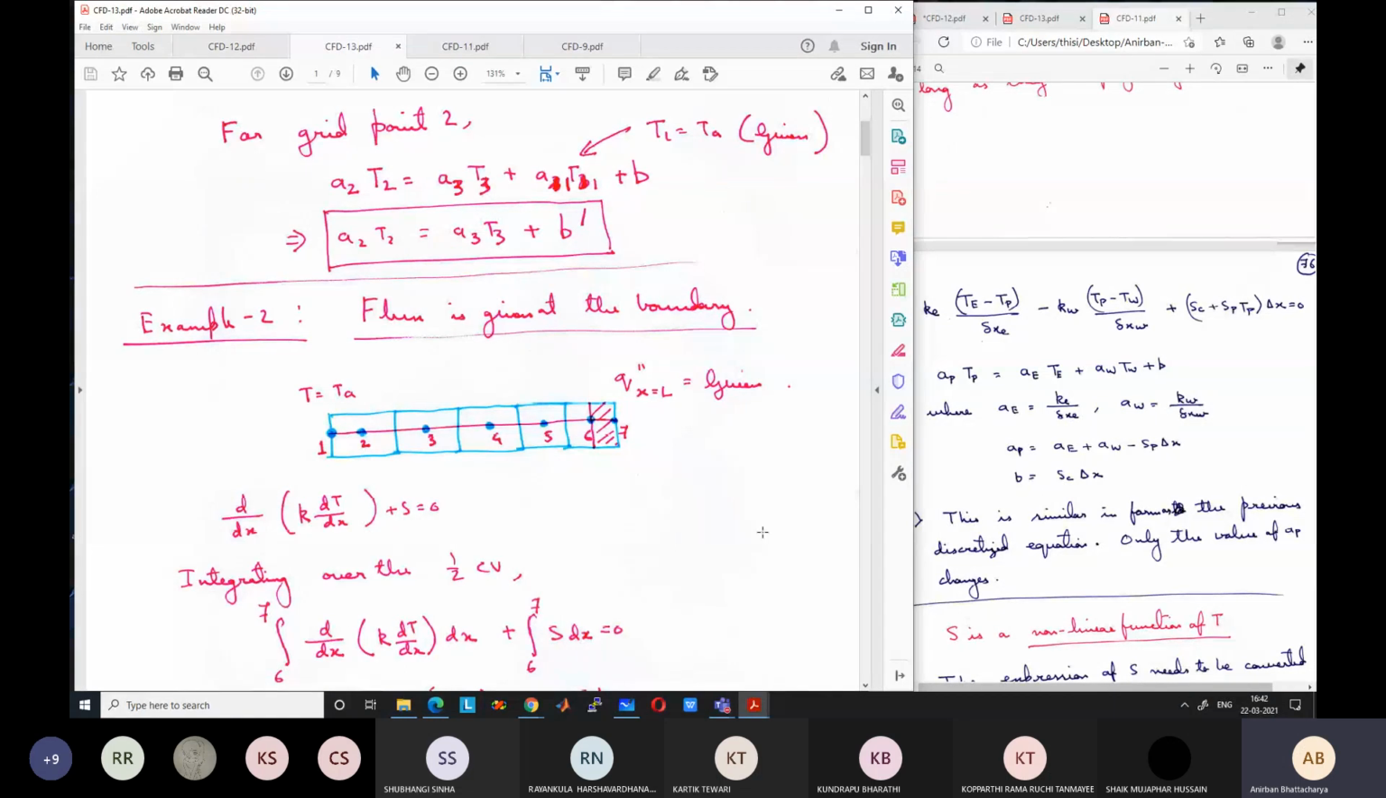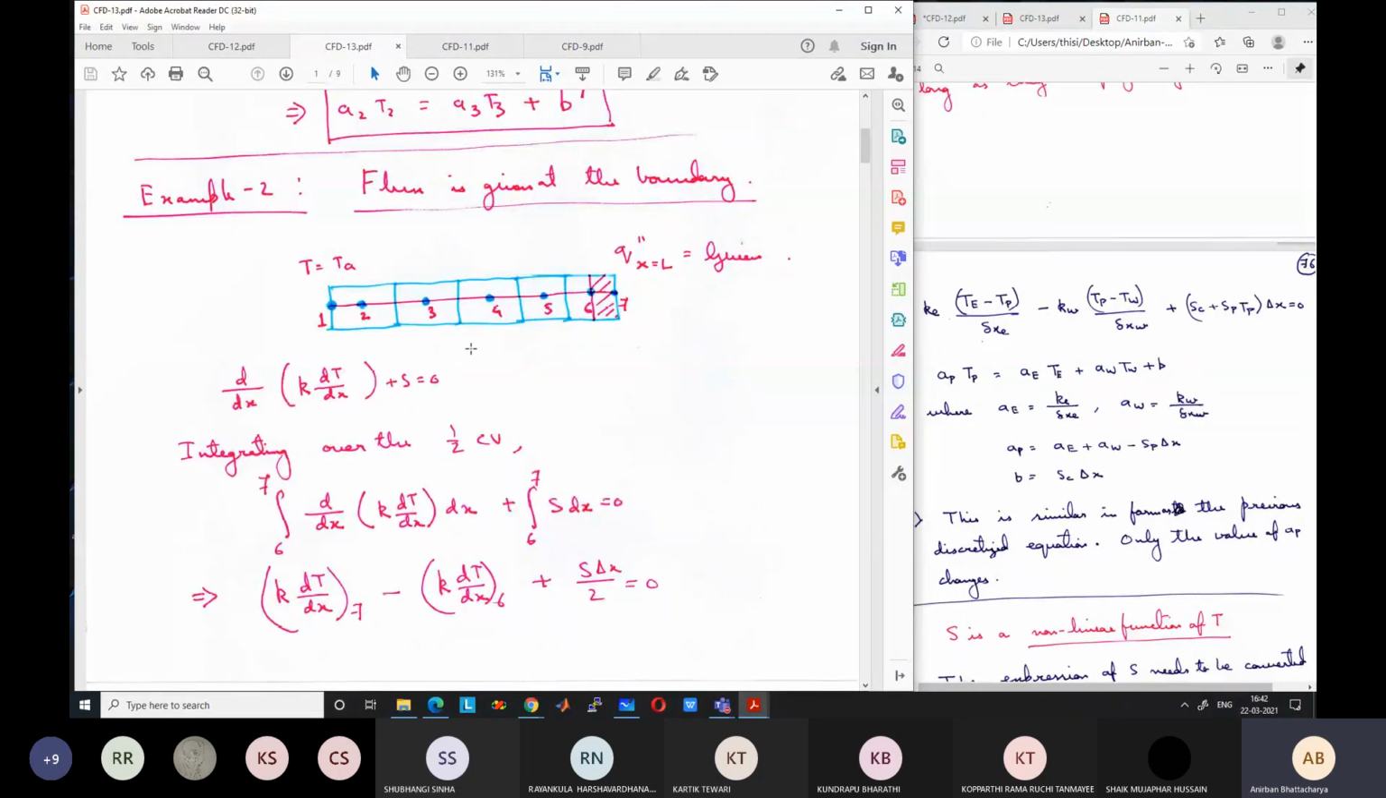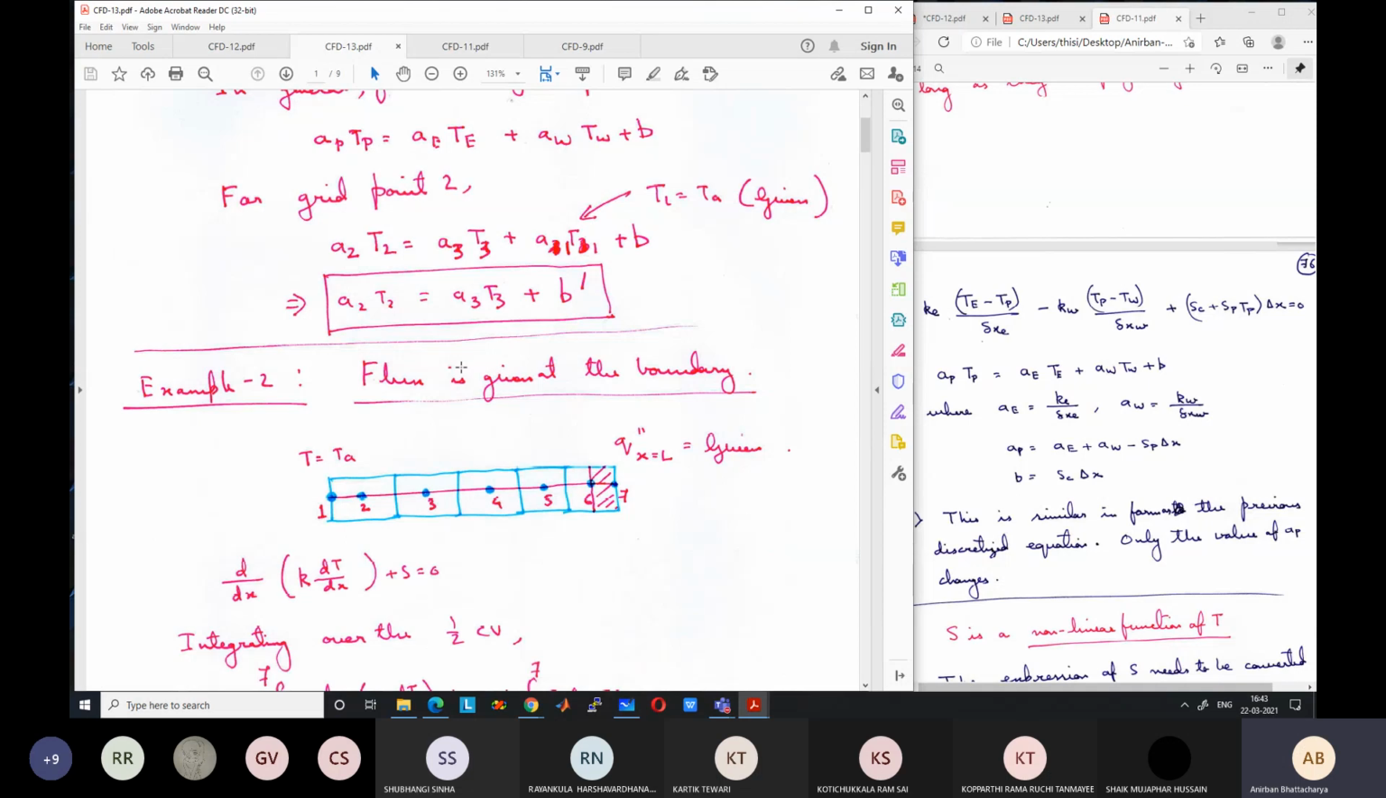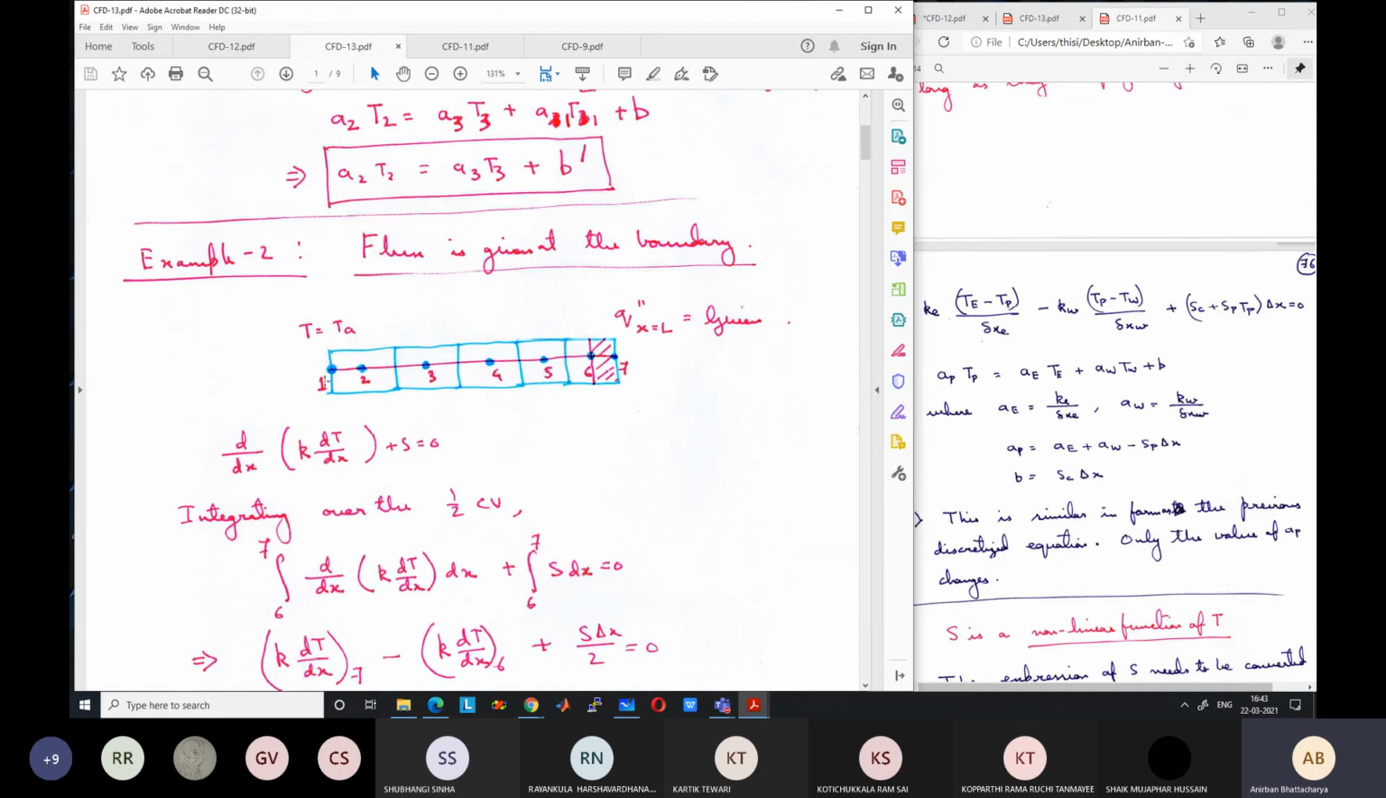Again, integrating for this control volume, between 6 and 7, this half control volume. The 7th grid point temperature is now unknown, because heat flux is given, the temperature is unknown. So this is also part of the unknown points. In the previous case, with a total of 7 points, we had 5 unknowns and 5 equations. In this case, this point's value is known, so we will have 6 unknowns and 6 equations, including this point.